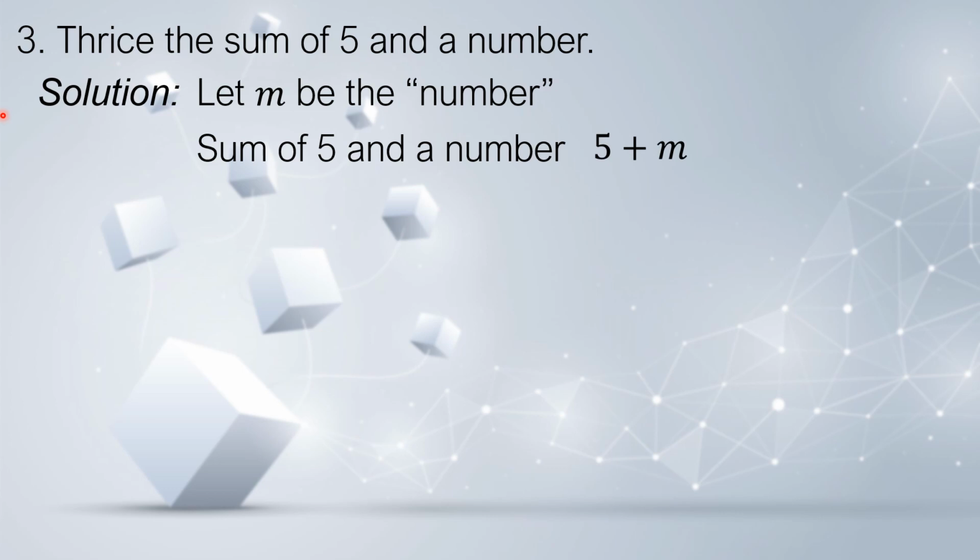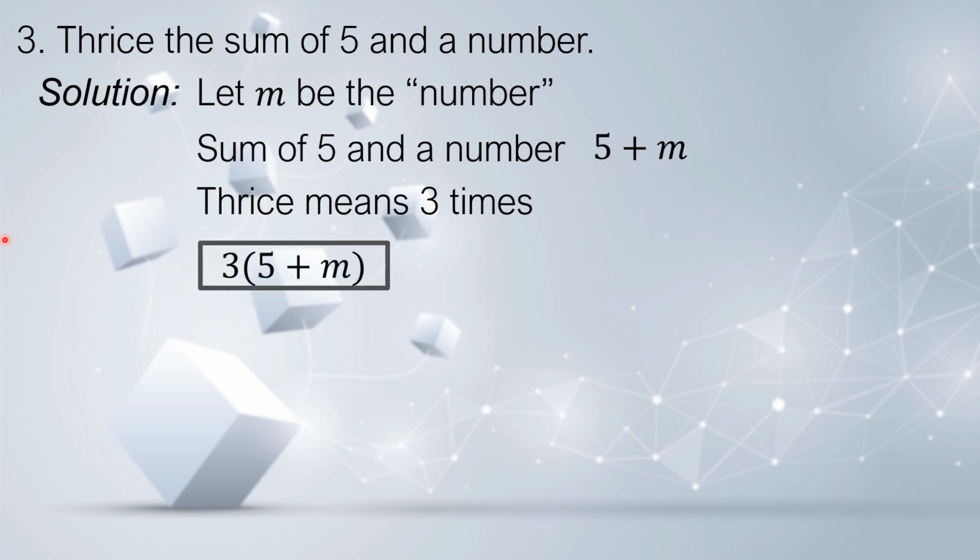Next is, i-combine na natin yung salitang thrice. Kapag sinabing thrice, it means tatlong beses, or 3 times. So, ngayon, ang thrice or 3 times ay ginagamit natin sa multiplication. So, ang gagawin natin ay i-multiply ang 3 sa 5 plus m. So, therefore, the answer is 3 times the quantity of 5 plus m.